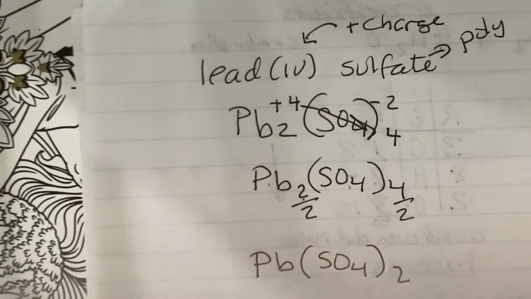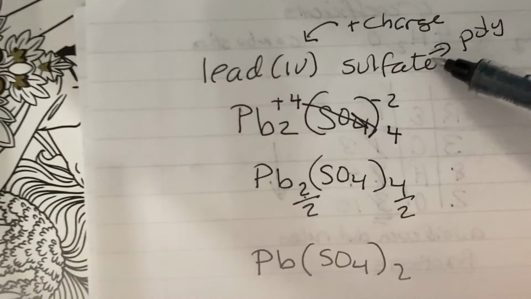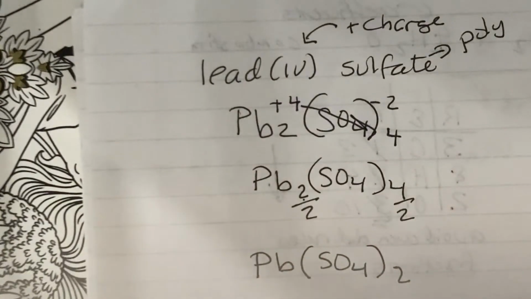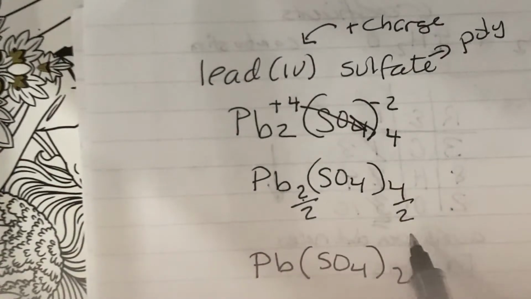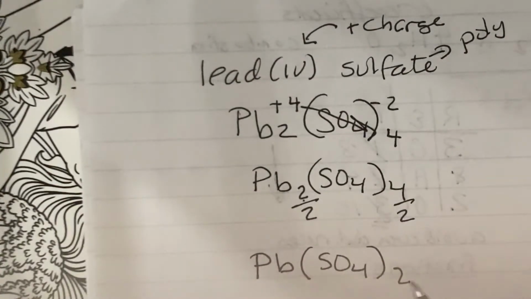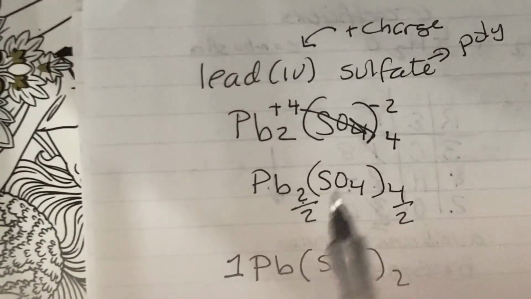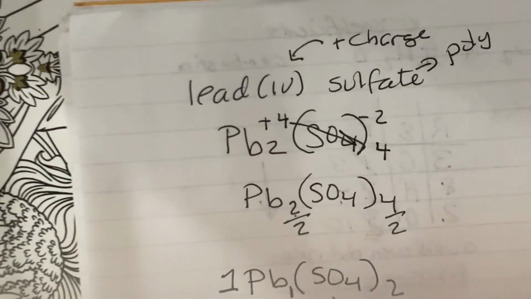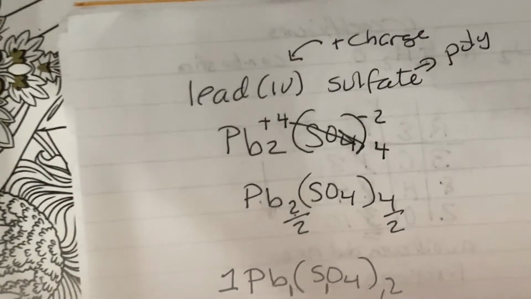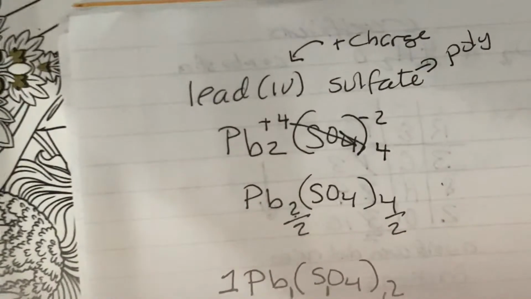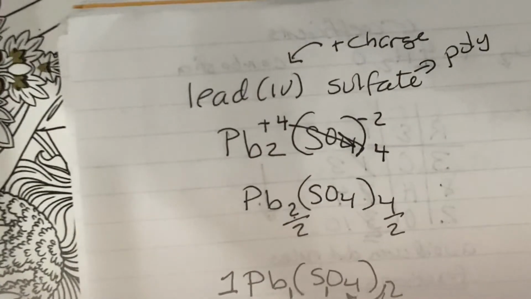If you don't do that, you end up with the wrong number for lead(IV) sulfate, and it's going to mess up the rest of your problem. So do make sure that you simplify outside the parentheses when you're able to. So this means we have 1 lead, because remember, you always assume there's a 1 out there if you don't know, and you assume there's a 1 next to the element. There are 2 sulfurs and 8 oxygens.